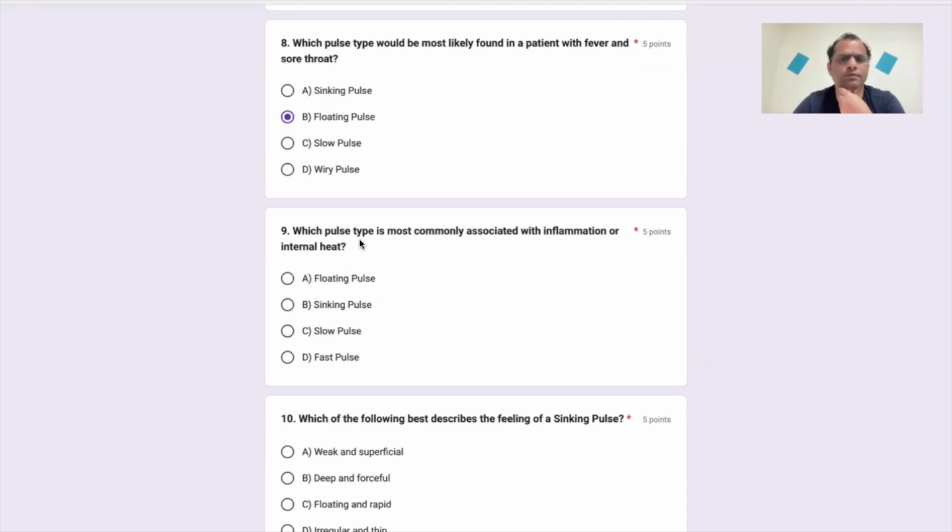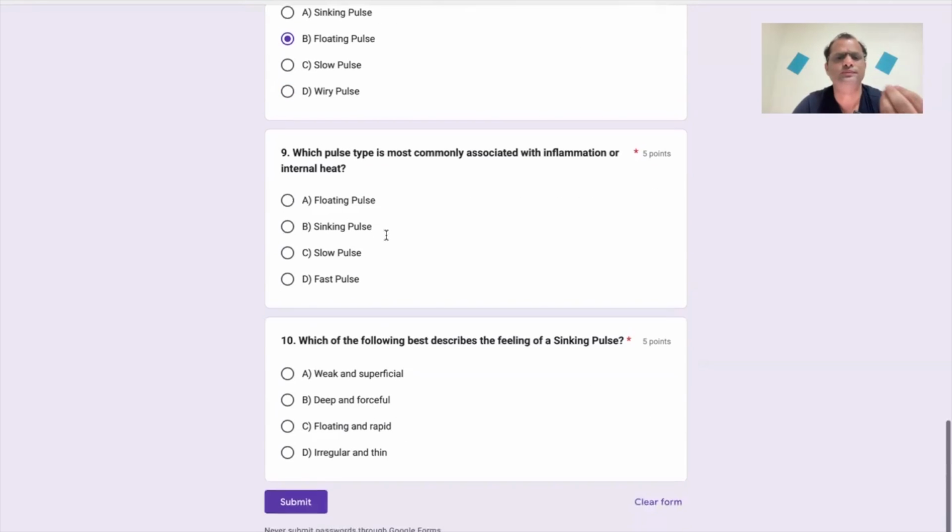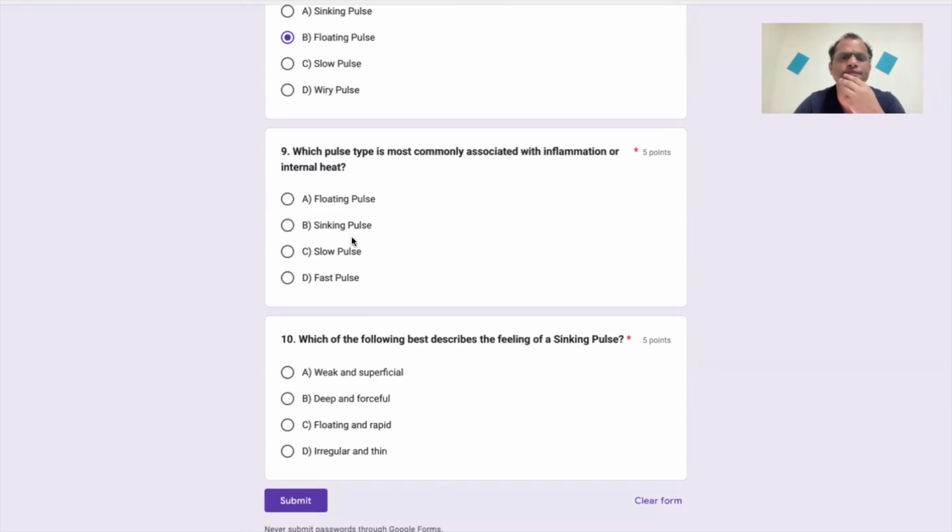Question number 9. Which pulse type is most commonly associated with inflammation or internal heat? Fast pulse. The answer will be fast pulse, right? Just by seeing the word internal, we cannot directly think about the sinking pulse, because internal heat also means too much heat, and it will create lots of internal heat syndrome. So that is a fast pulse.